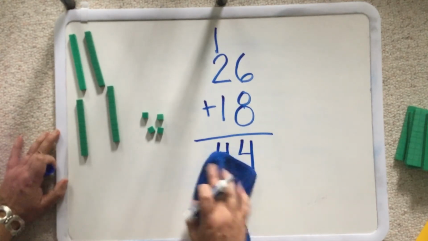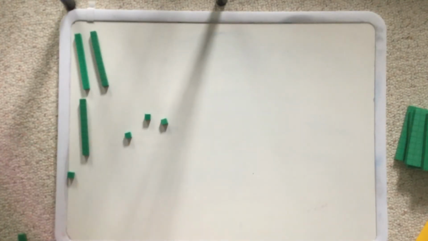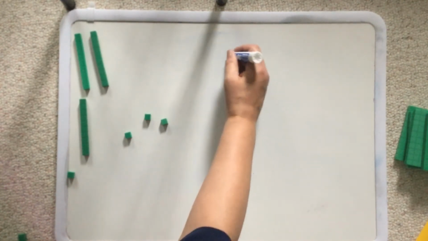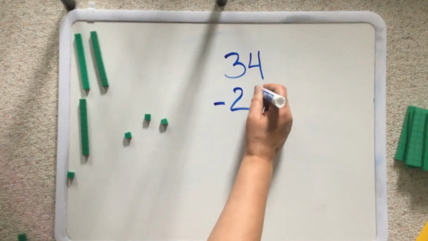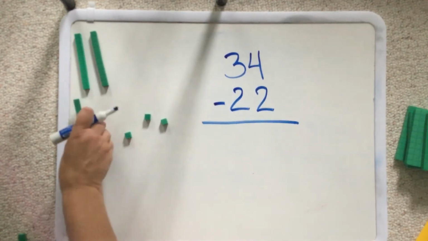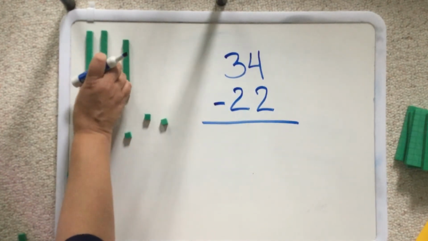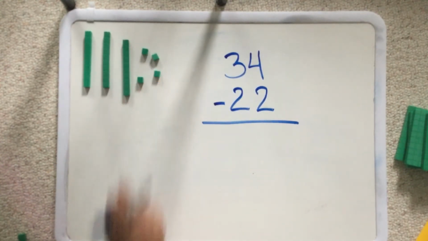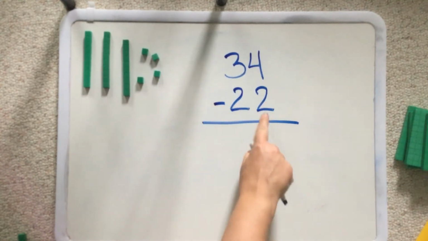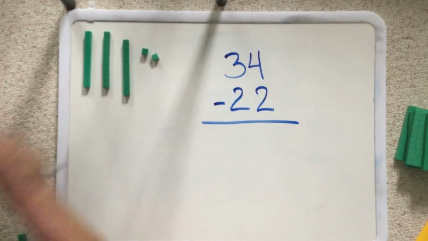Now let's subtract. Let's try to subtract 34 minus 22. 34 is 3 10s and 4 1s. Do I have 2 10s and 2 1s that I can subtract? I sure do. If I look at my 4 ones, there are 2 ones that I can subtract.